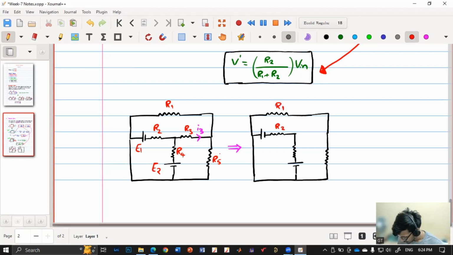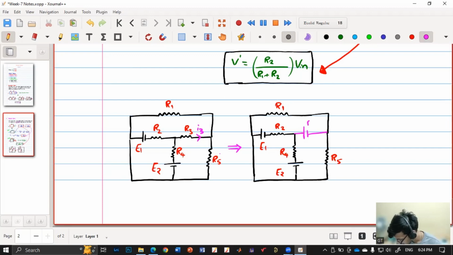So if I replace everything in the circuit as it is, E2, R5, now I am trying to replace this with a voltage source. So the voltage source value is R3 I3, which I can replace by a current source. So what will be the value of the current source and what is the direction of the current source?